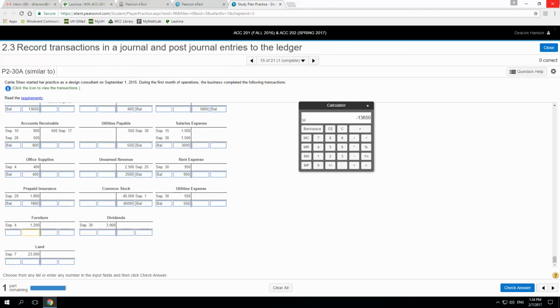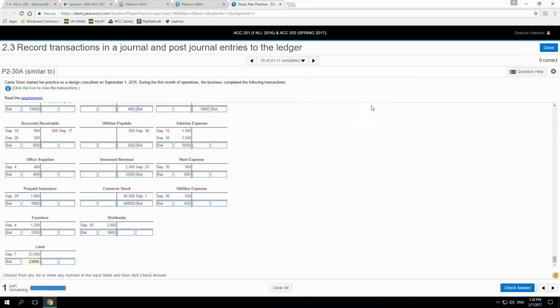You want to make sure you add and subtract correctly for the ones that have multiple things going on, multiple entries to their T account. So let's see if we got it right. I did it pretty quickly here.